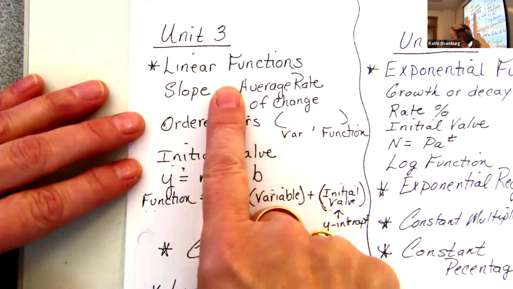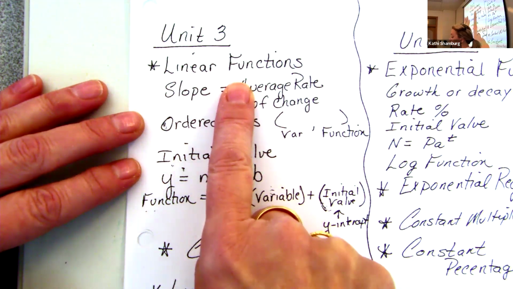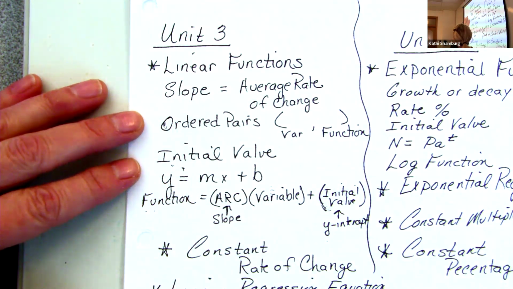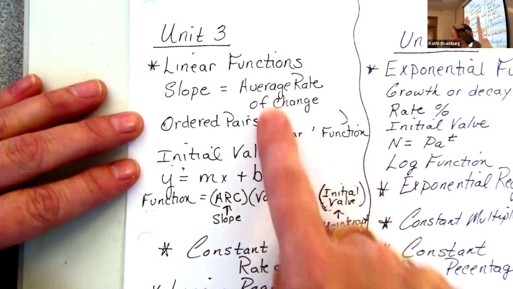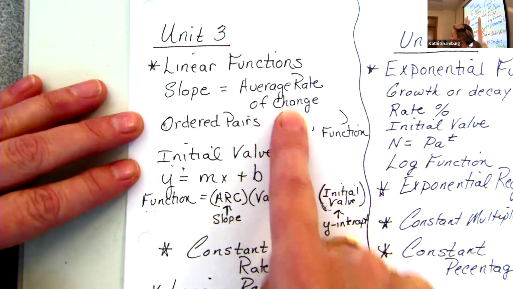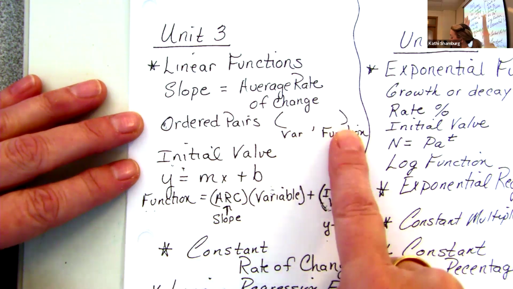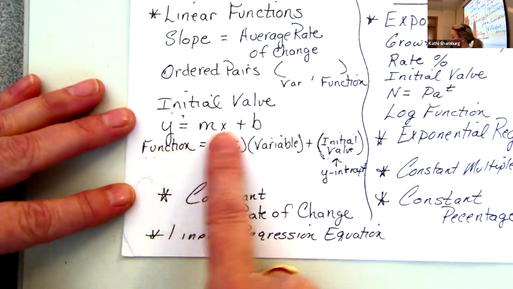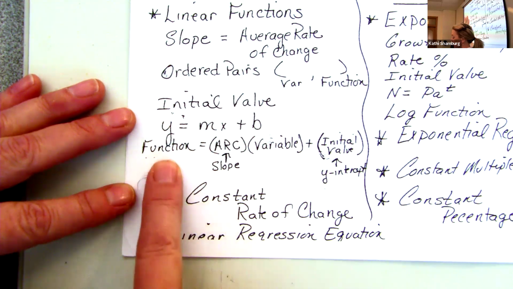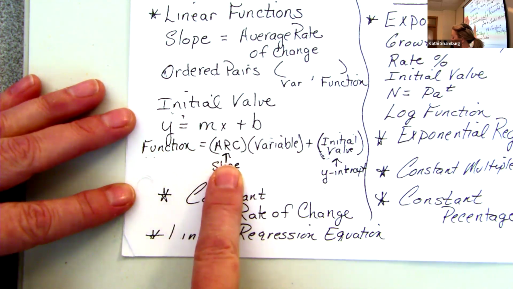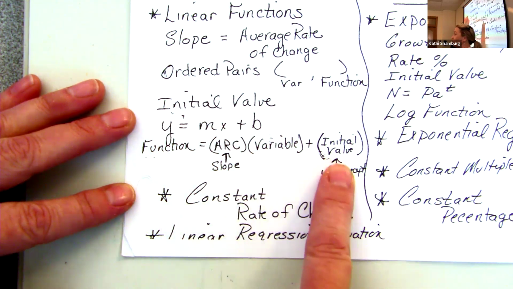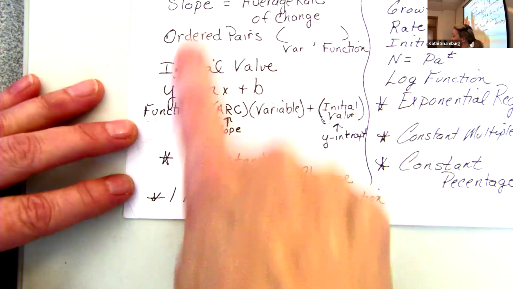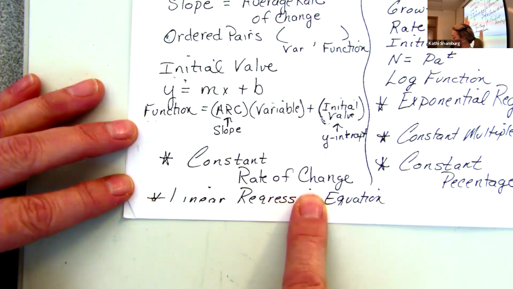And then in unit 3, we talked about linear functions or linear equations, which brought in slope, which is the same thing as the average rate of change. Then we talked about ordered pairs and remembering that the first number is your variable, the second one is your function. The linear equation model, which is y equals mx plus b, y being your function, m being your average rate of change or slope, x being your variable, and b being your initial value, which is also known as the y-intercept, which linear functions have a constant rate of change.